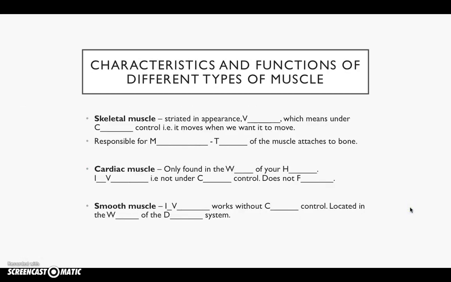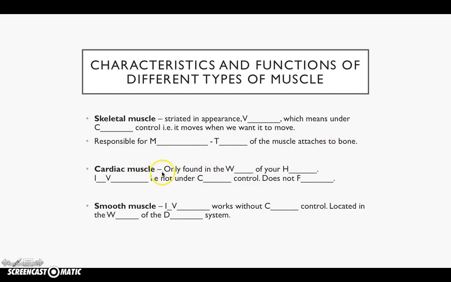So here you've got skeletal muscle. They're striated in appearance, voluntary, which means under our control, i.e. it moves when we want it to move. So if I want to put my hand up, I can put my hand up. That is skeletal muscle, and it is responsible for movement of the muscles attached to bone.